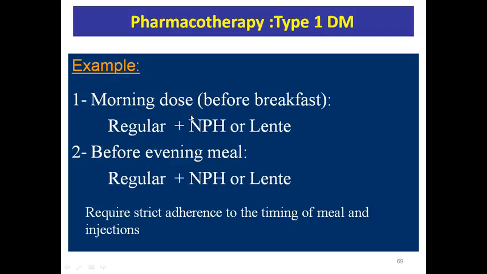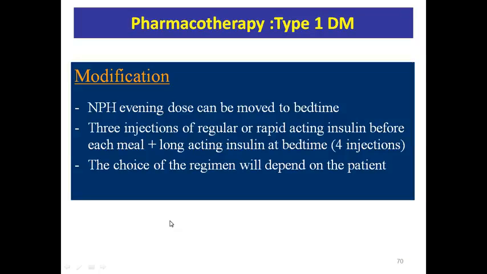You can give a morning dose before breakfast, with regular and NPH or lente, and then give an evening dose with regular or NPH. This requires strict adherence to the timing of the meal. So you fix the time of the meal: 8 a.m. in the morning, 8 a.m. in the evening, they have to take their meal and their injections. So you can give them twice a day.